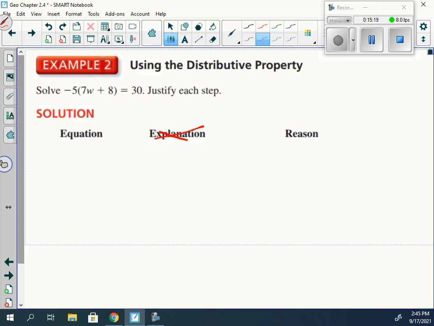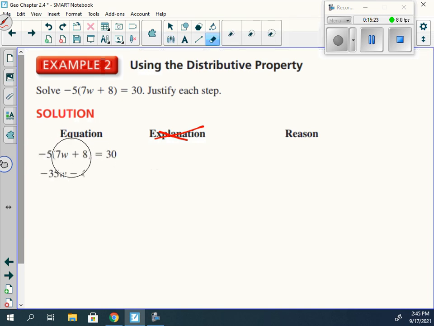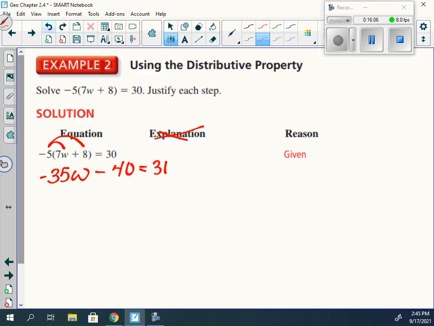Now, if we're solving this, the first thing we need to do is what? Write down the problem. Well, apparently I'm going to give you everything. And this is the given. Now what can we do next? We can distribute, because it's already written down for y'all. Because we can say negative 5 times 7w. Well, negative 5 times 7 is negative 35w. Negative 5 times 8 is negative 40, equals 30.